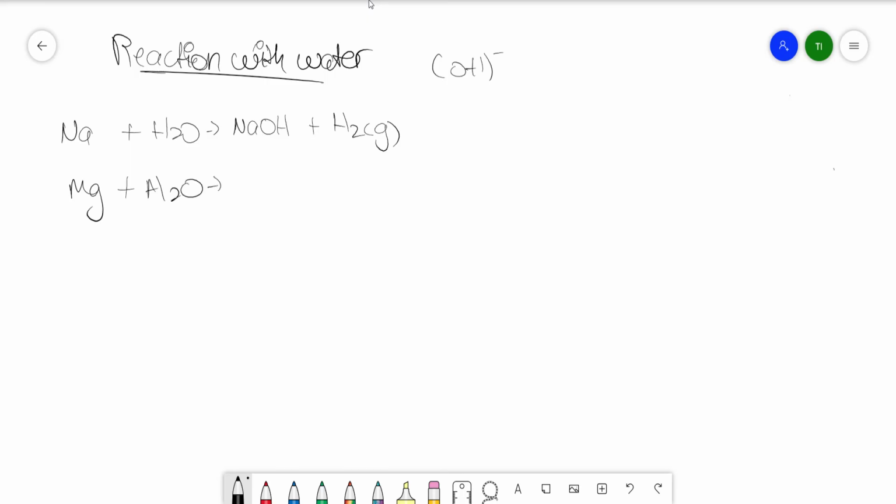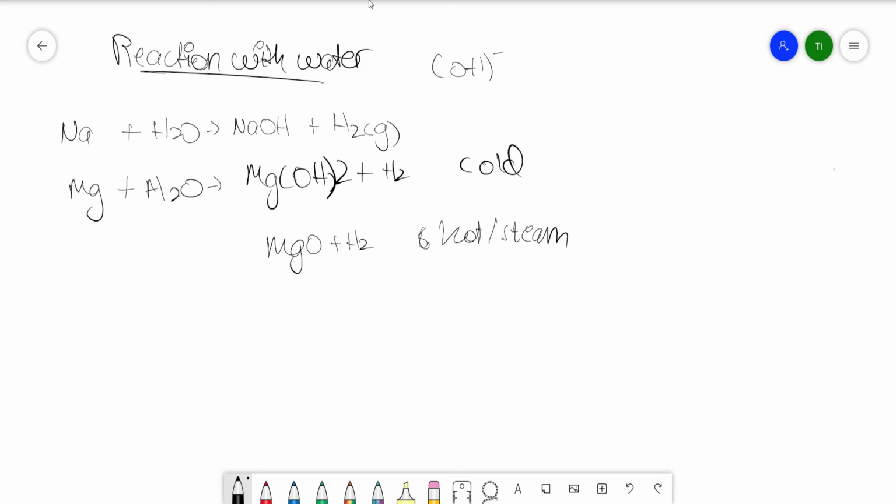In cold conditions, it would give Mg(OH)2 plus H2, and in hot conditions, like when there's steam, it would give MgO plus H2. So hot or steam. You have to remember this. This is very important. I've seen this asked many times.